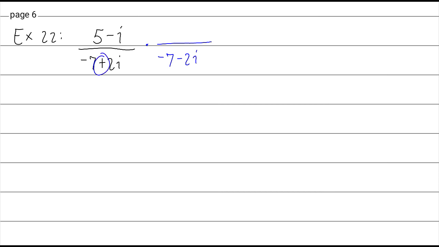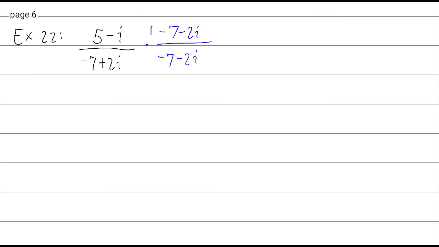Last one. 22. Forgot how to count. That's not a good sign. All right, 5 minus I over negative 7 plus 2i. All right, so what am I going to do here? Well, multiply by the conjugate. Negative 7 minus 2i, right? Just changing that middle sign. And it's valid as long as I do it to the top and the bottom, okay?